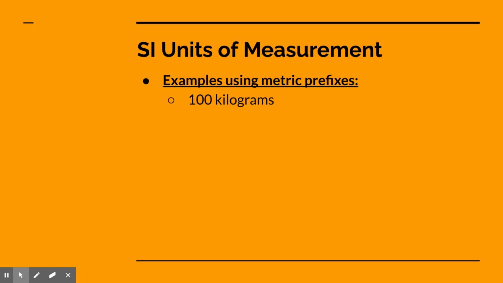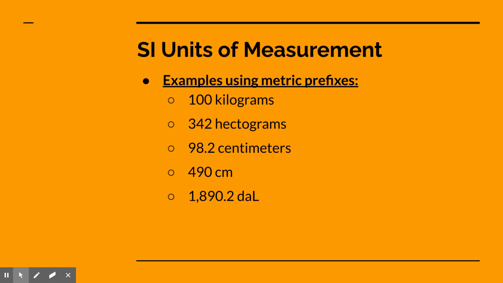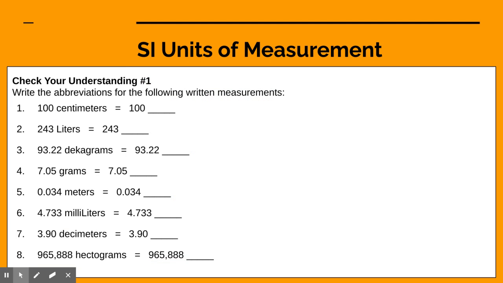Okay. And here are some examples of how we write them. So here's an example: 100 kilograms, 342 hectograms, 98.2 centimeters, 490 centimeters, 1,890.2 deciliters, 8,998,432 kiloliters. Okay, so these are just examples of how we can write these out. And we're going to practice these all in these check your understandings.